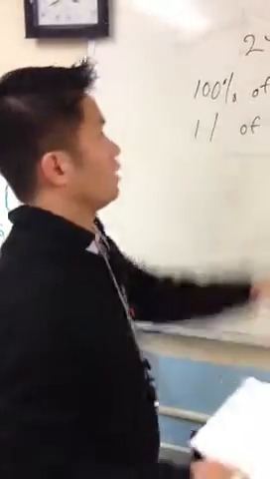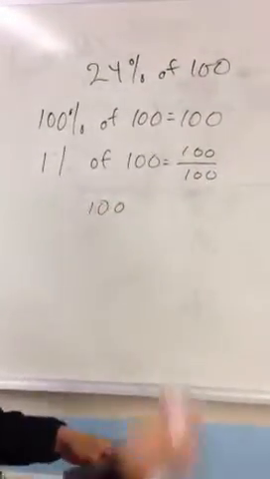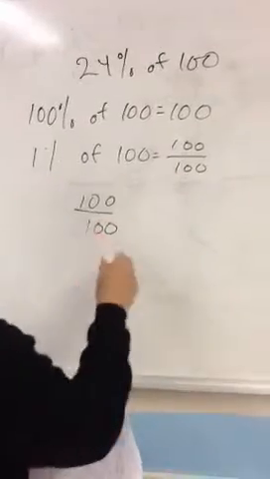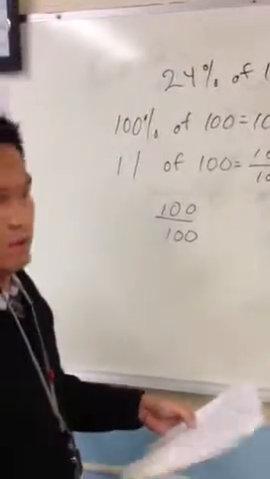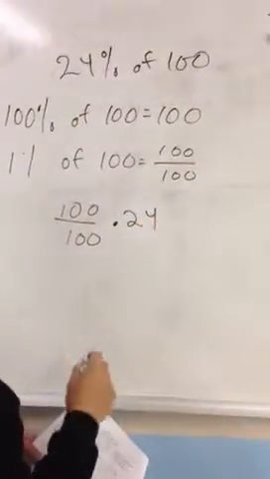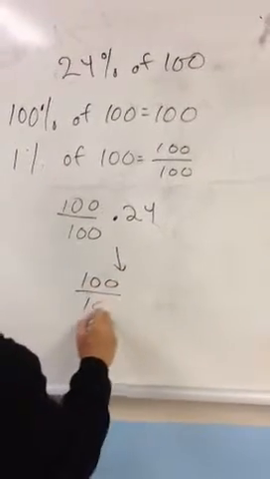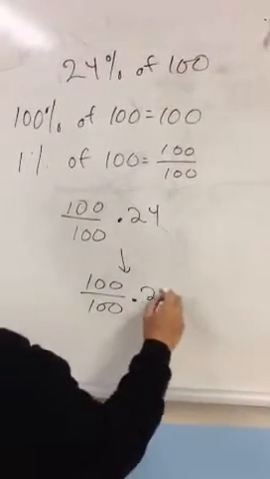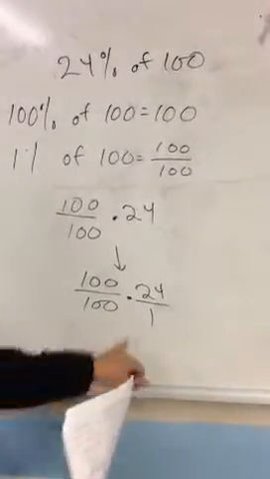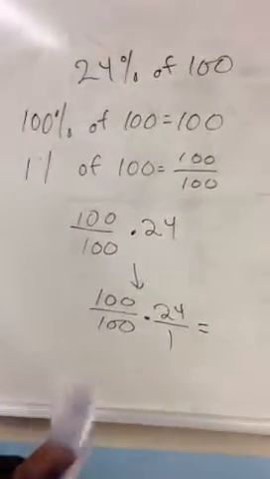Then you ask yourself, well, I don't want 1%, I want 24%. So I'm going to take my 1%, which is 100 divided by 100, which we all know is going to be 1. And then I'm going to multiply it by 24, because I want 24%. Then the student can take this, and they will get 100 divided by 100, multiply this by 24. They know this is a fraction, there's a 1 underneath that 24. And then they can just solve this.